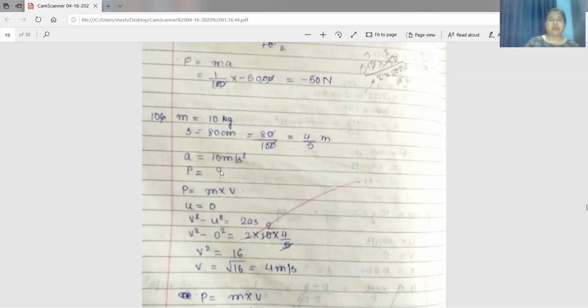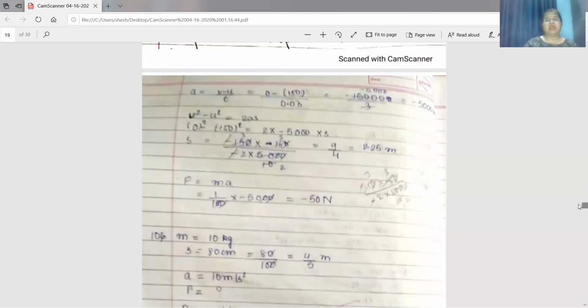So P you are asked to find out. P equals to M into V. So V we want to find out. Here U is 0. So V square minus U square equals to 2AS. V square minus, in place of U, you can write 0 square, equals to 2 into 10 into S is 4 by 5. And you can cancel 10 with 5. You are getting 4 fours are 16. So V square equals to 16. Therefore, V equals to root under 16, which is equal to 4 meter per second.